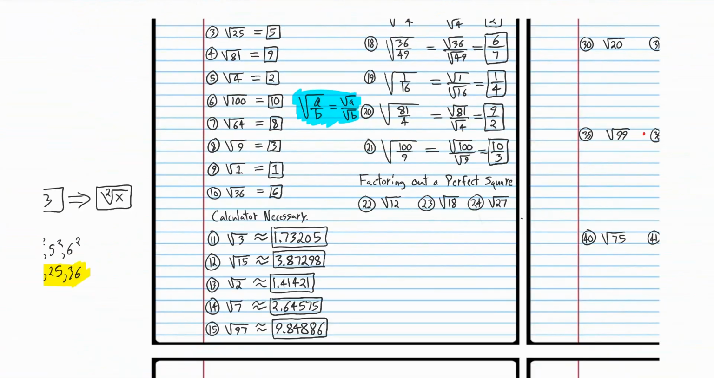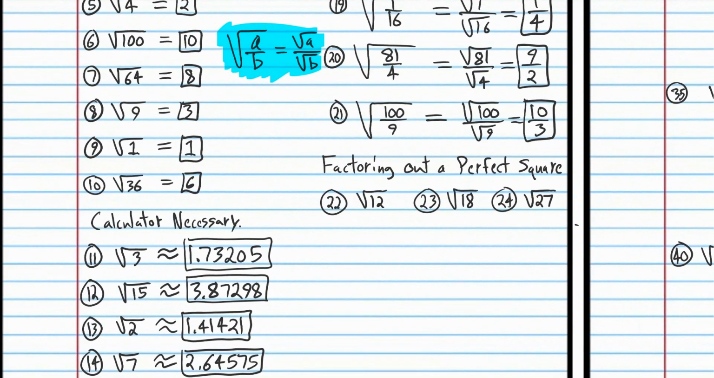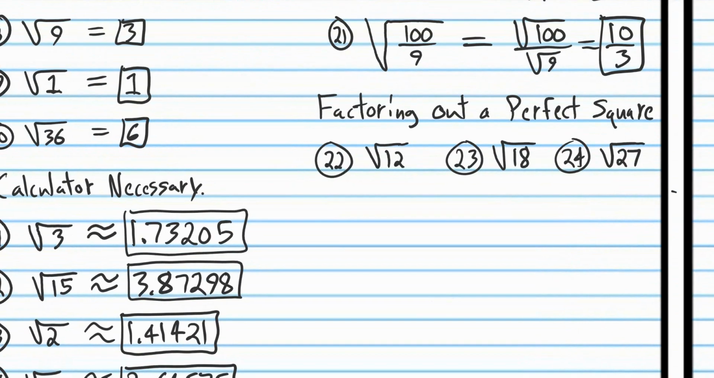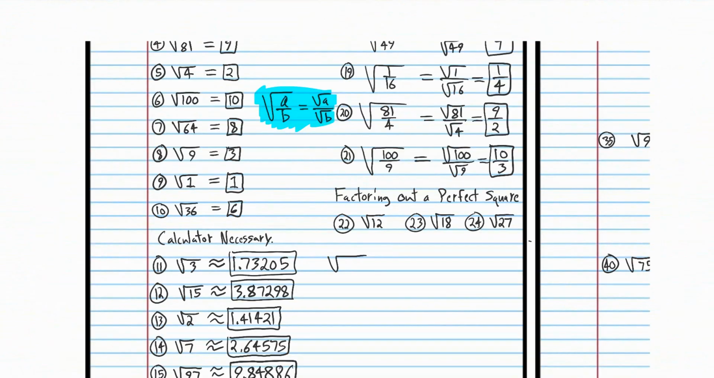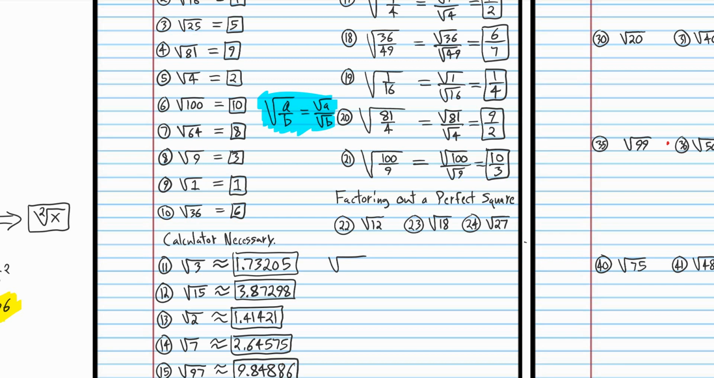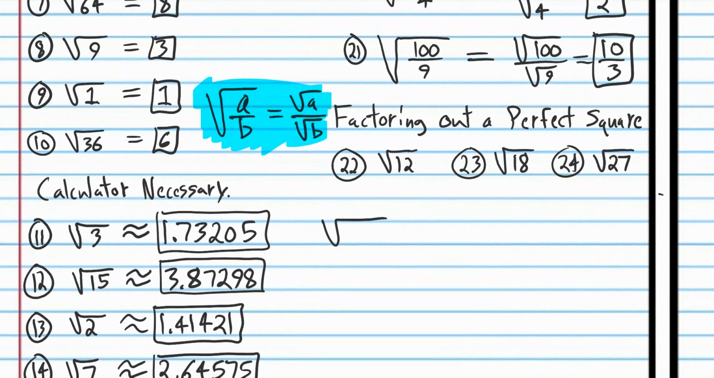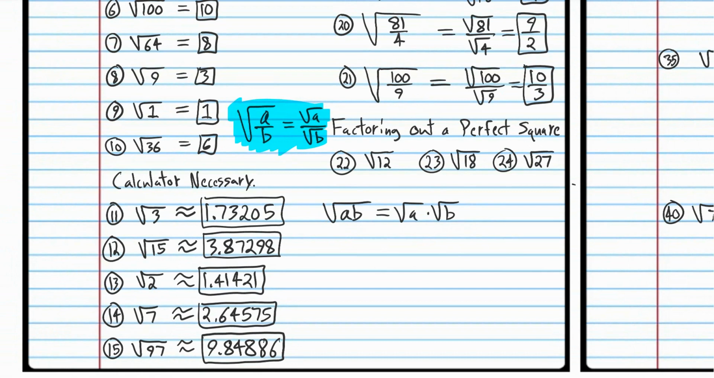All right, so now we're going to use the second principle that I was talking about. We learned that the square root of a divided by b is equal to the square root of a over the square root of b. So this was a division principle. But now we're going to use a multiplication principle. The square root of a times b is equal to the square root of a times the square root of b. So this is the second principle that we're going to use. And I'm going to color this one green.